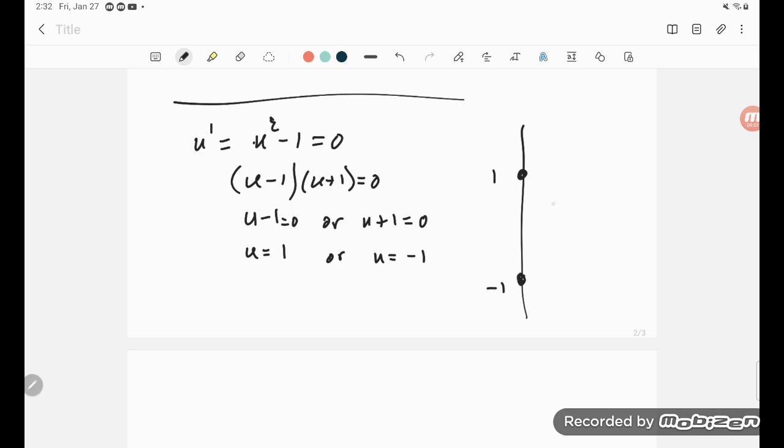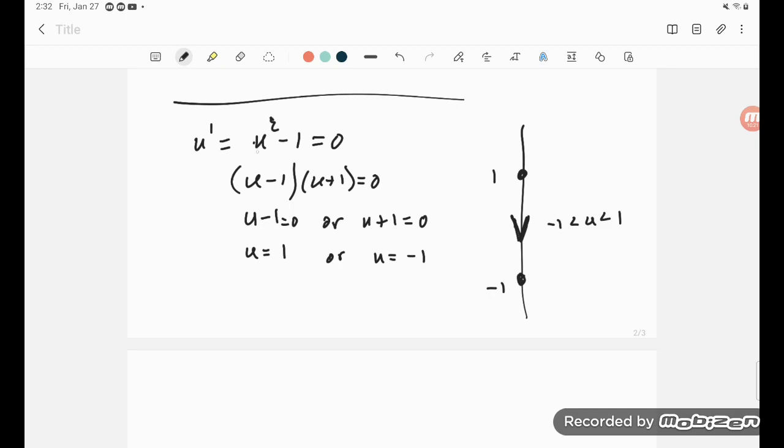Now, what happens in between, right? If I am between -1 less than u less than 1, what happens? Well, let's use 0. That's in between. That's easy enough. I get a negative value. And so that says I should draw an arrow that goes down like that.